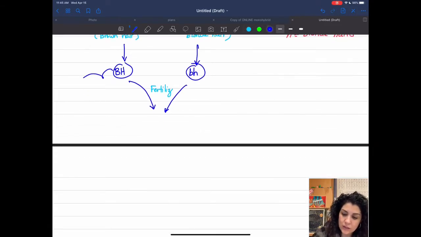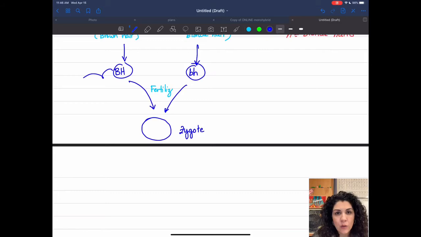And as a result, I'm going to have a zygote. I'm going to have a baby. Now, when you're making the genotype of the zygote, what you want to do is keep the letter groupings together. And again, capital letters go in front of lowercase letters. So here I have big B, little b, and big H, little h.